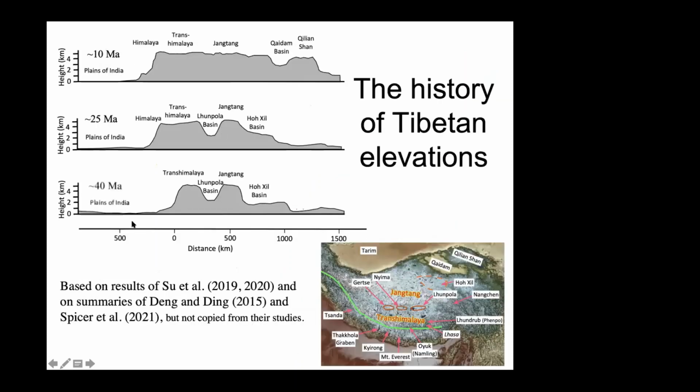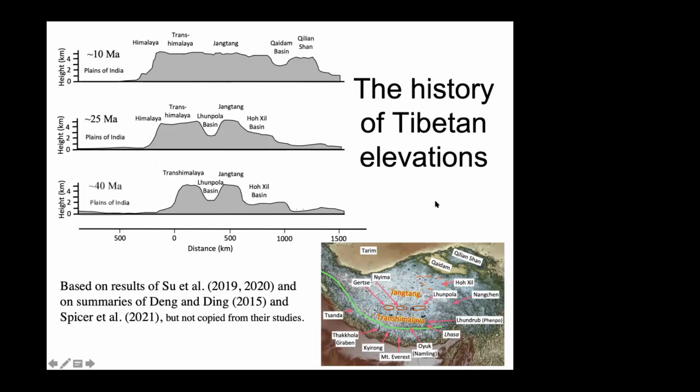My own view of this, which is based on their work, and also a nice summary from Deng Tao and Ding Lin from 6 years ago, is that if you look 40 million years ago, you had a basin in here. I don't know how wide it was, the Lumpala, also the Nyima, the Gertsa Basin. When you get to 25, it's still quite low, separating these areas, and then the whole region has come up since that time. This is different from what I used to think, though I'm not sure I remember what I used to think.